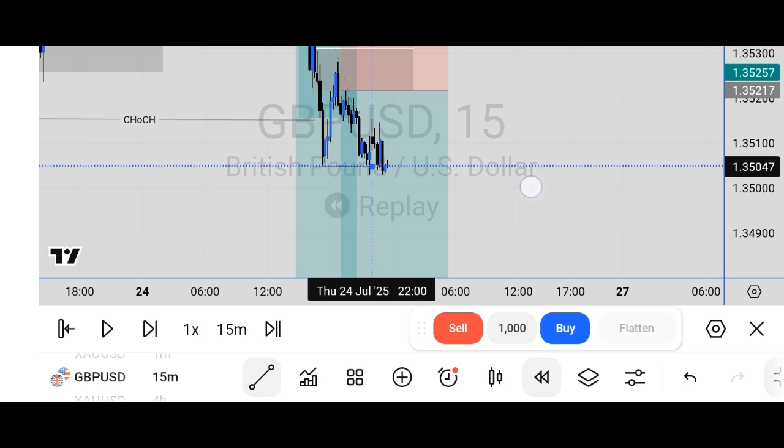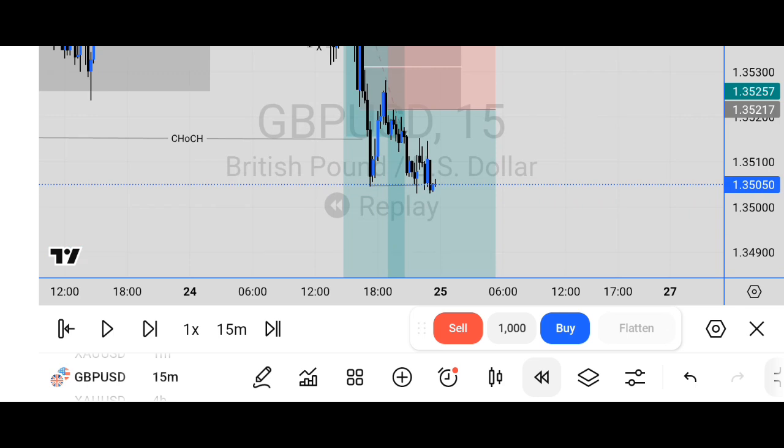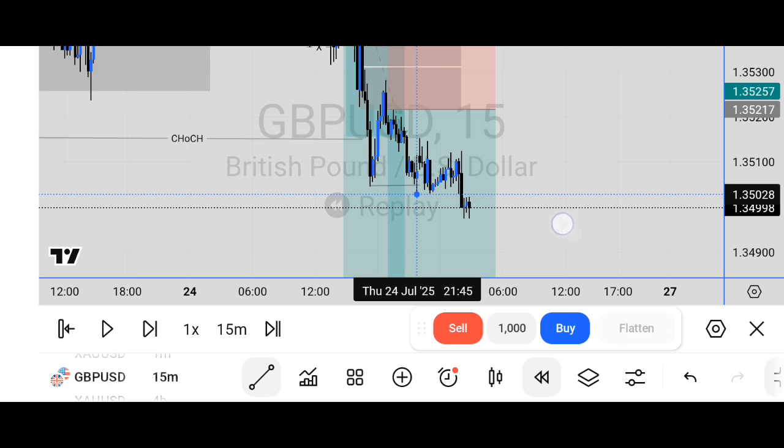Why? Because price did not take out any inducement. I think when price took out inducement here, then this low will be our break of structure. So now let's play price forward to see what price did. So we have another break of low right here.